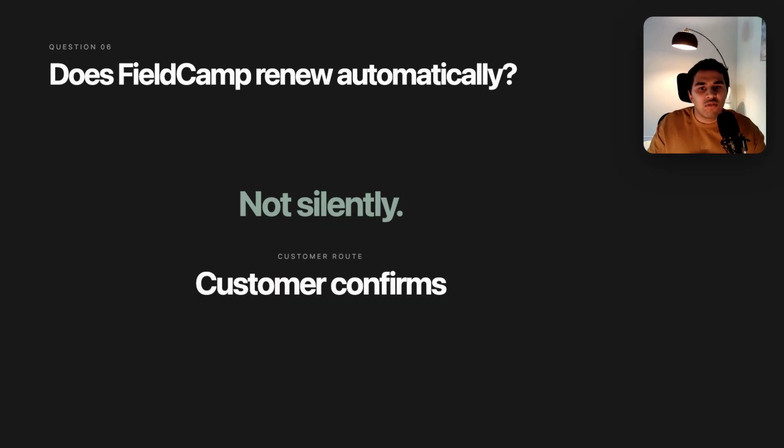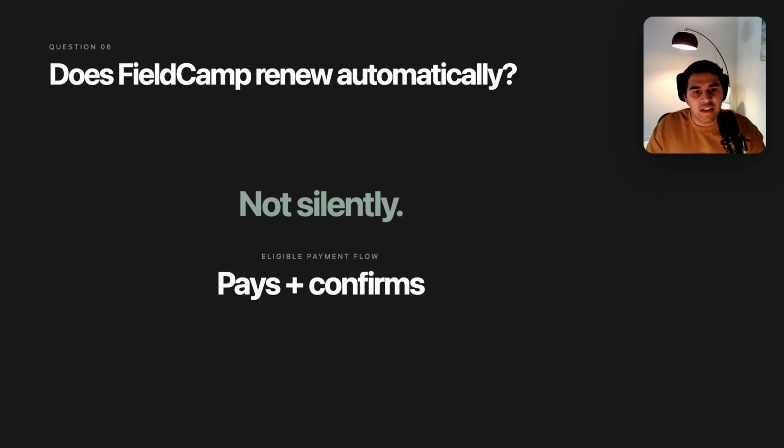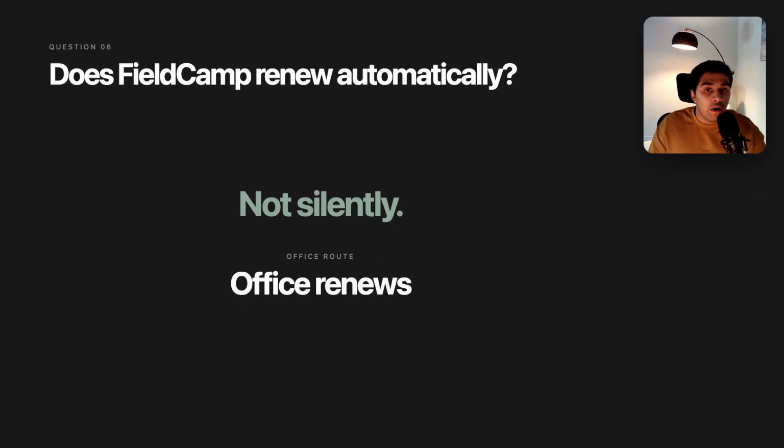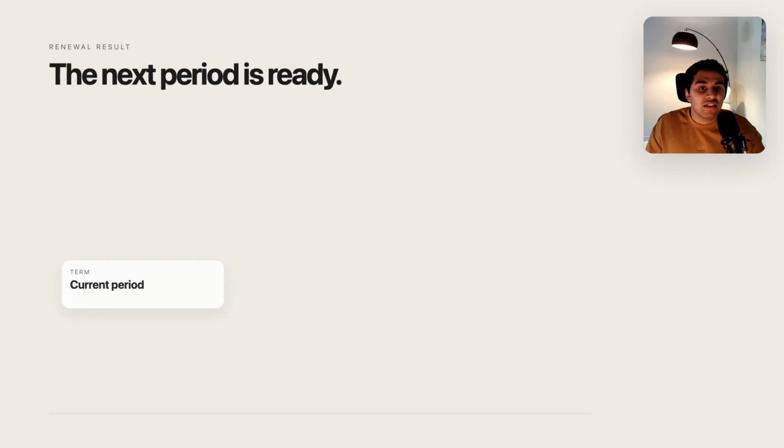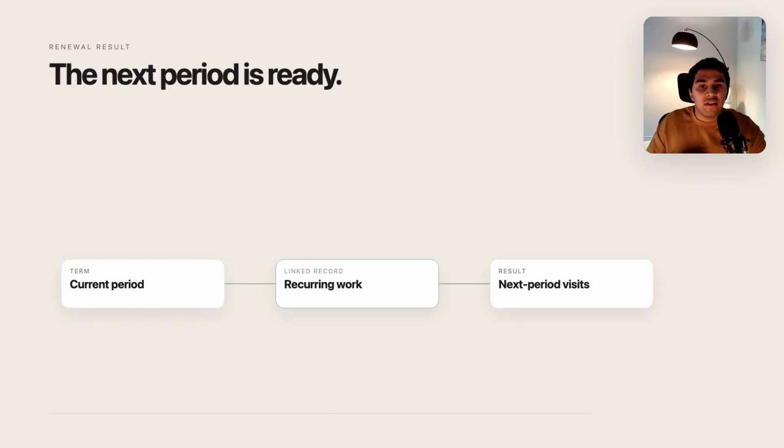A customer can confirm through a configured link. If payment is part of the eligible flow, they pay and then confirm, or an office user renews it from the record. The normal renewal extends the linked recurring work and creates the next period of visits. It does not quietly invent new terms or create a new agreement record by default. A human is still in control.